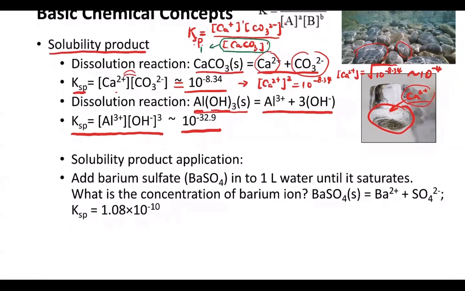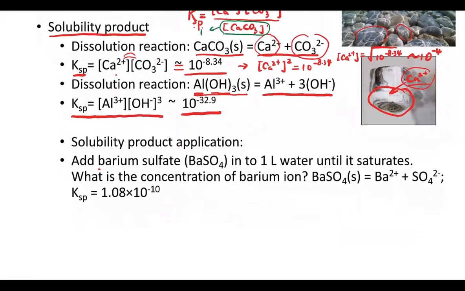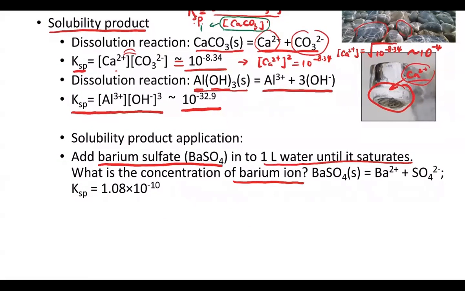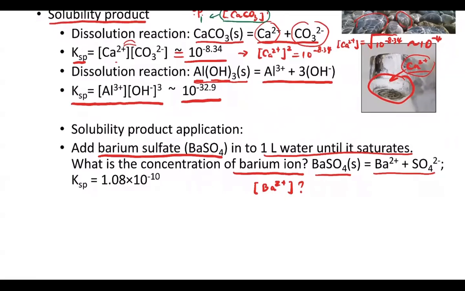Here I'm just going to give a very simple application of this concept. Let's say we're adding barium sulfate, which is a solid, into 1 liter of water until it saturates. What this means is that we cannot dissolve any more solid. Okay. So what is the concentration of the barium ion? Basically, it's asking for this concentration here. We know that barium sulfate dissolves into barium ion and sulfate ion at a 1-to-1 ratio. And we know the KSP is equal to 1.08 multiplied by 10 to the negative 10.